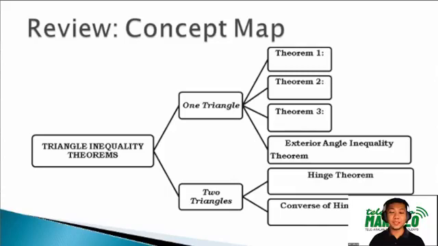Let's take a quick review by discussing this concept map. You may post your answers on the comment box with your full name and section. This concept map is about the triangle inequality theorems, which are divided into two parts. The first part is inequality for one triangle, and the second part is the inequality for two triangles. For the one triangle, we have four inequalities, namely theorems 1, 2, 3, and the exterior angle inequality. For the two triangles, we have the hinge theorem and its converse.